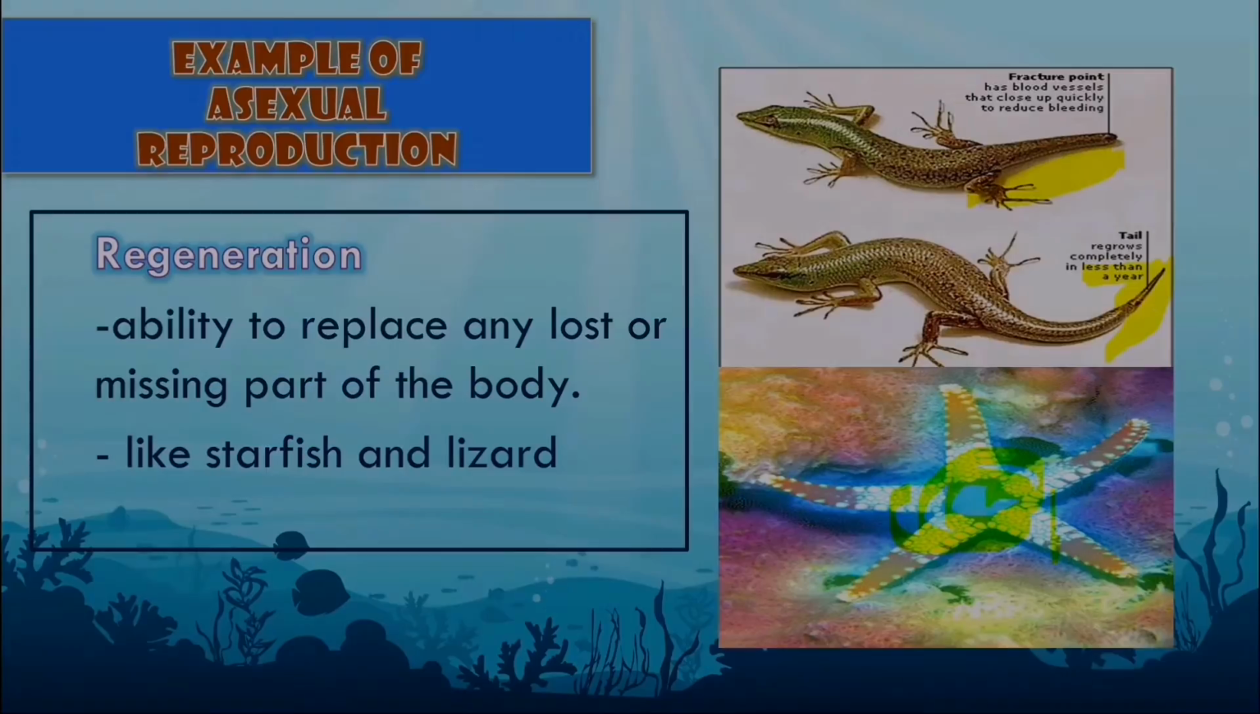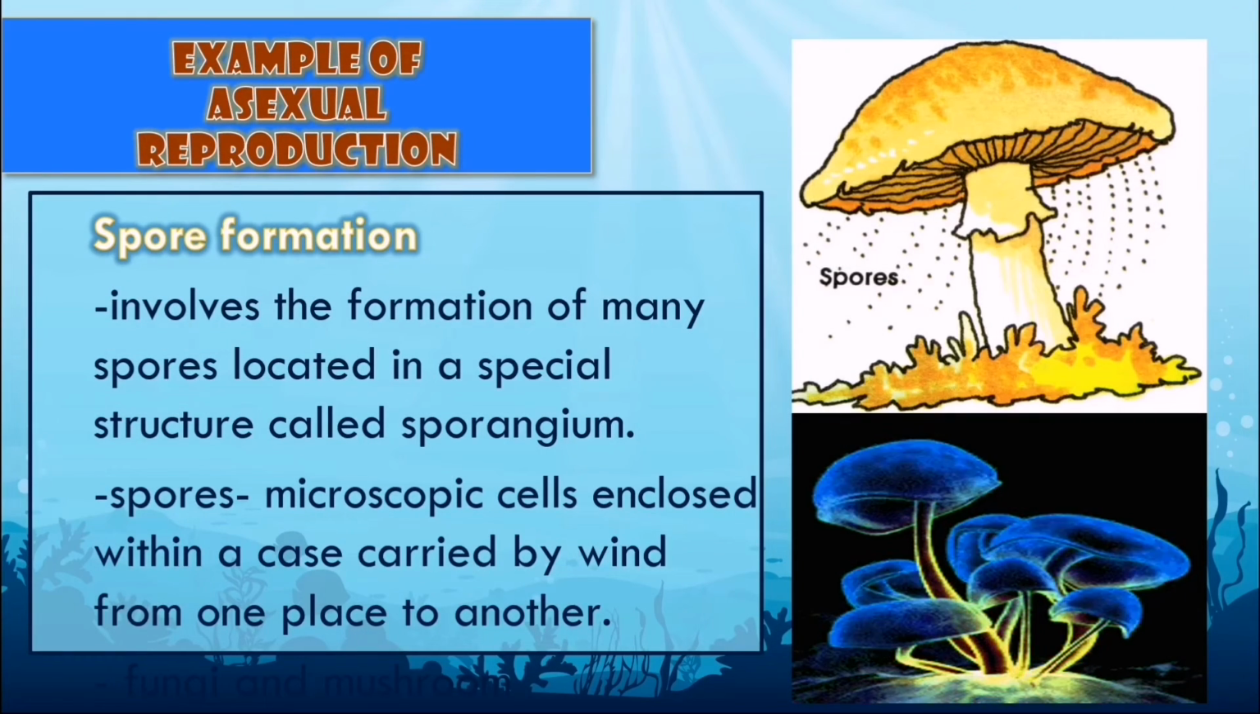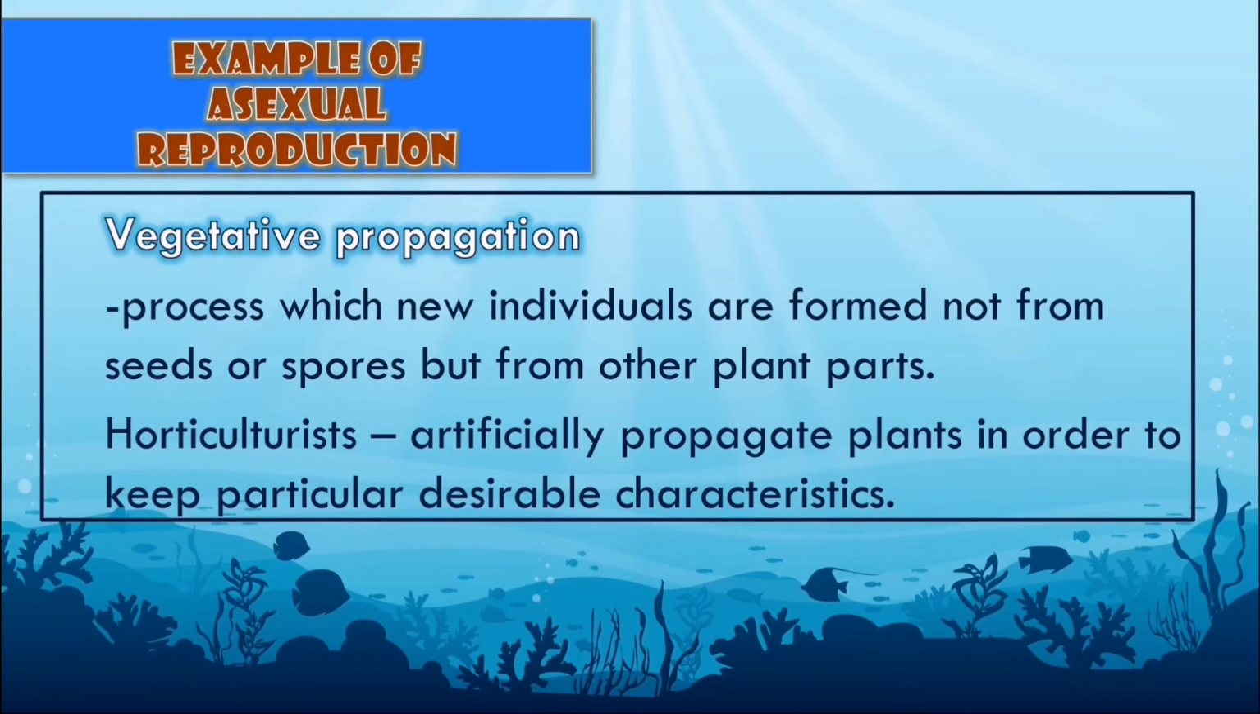Okay? That is regeneration. Next is spore formation. It involves formation of many spores located in a special structure called sporangium. So, kanang mga mushroom, kanang sa ilalim sa ilang hyphae na ay mga spores dira. Spores are microscopic cells enclosed within a case, carried by wind from one place to another. So, mao nang bisag asa ra gatubo ang mushroom.